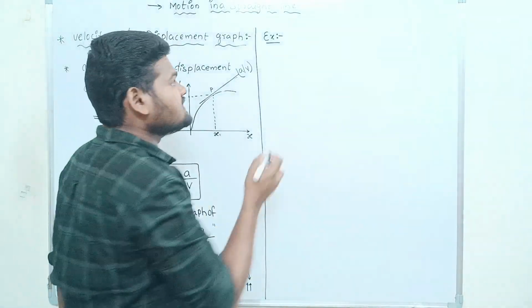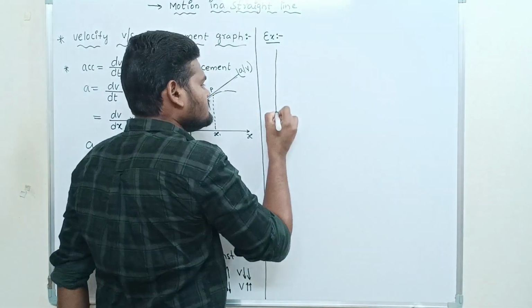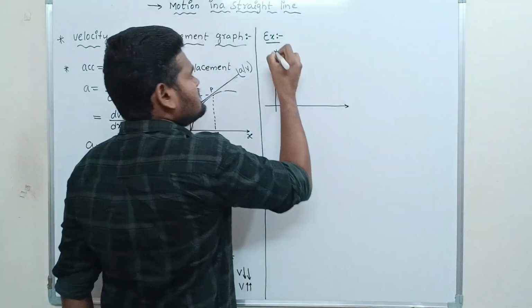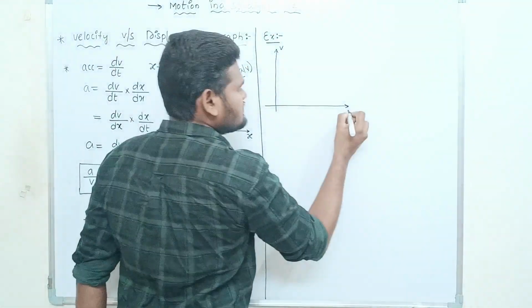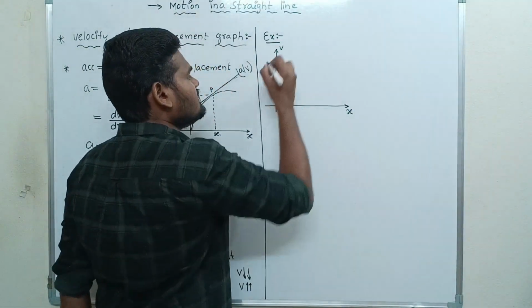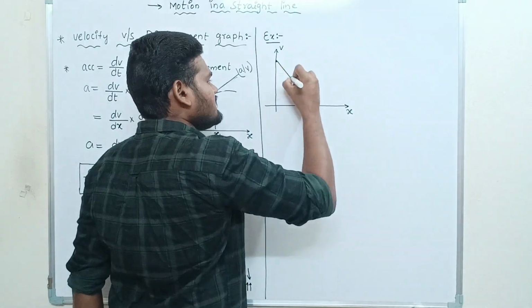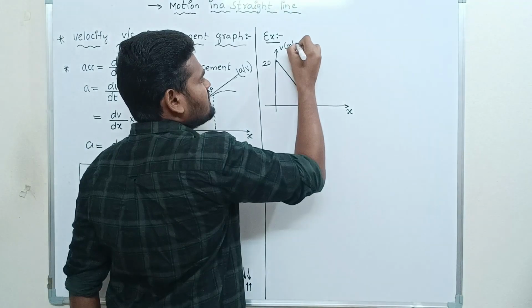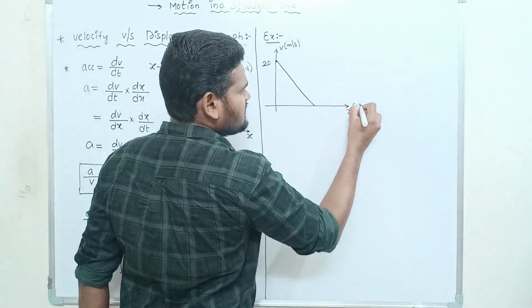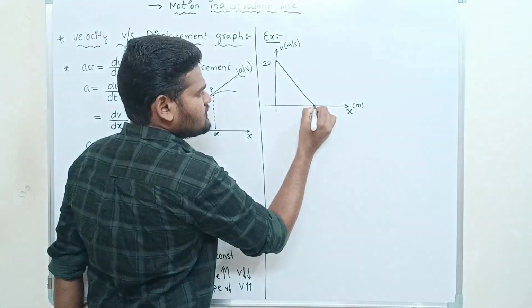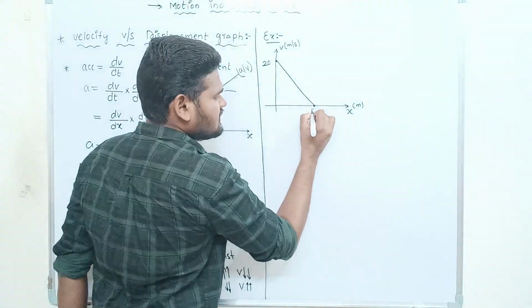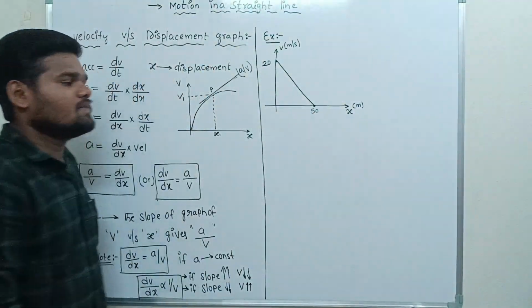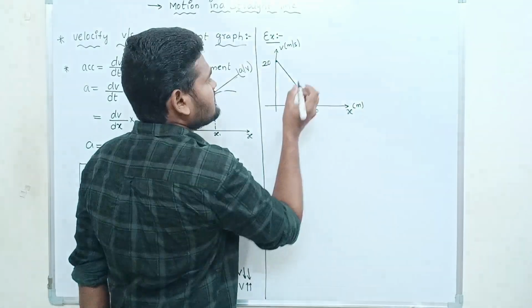Okay. A graph is given like this. This is velocity and this is displacement. The initial velocity of the object, let us say, is 20 meter per second. Velocity is in meter per second and the displacement is in meters. And the displacement of the object after some time t, let us say, is 50. So what are they asking?